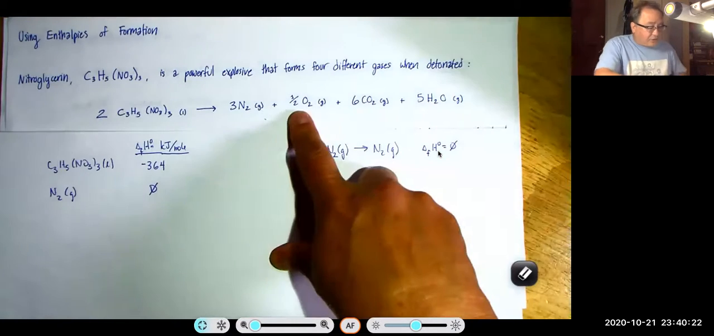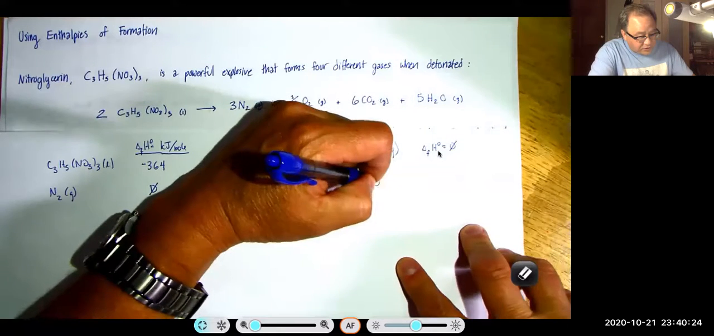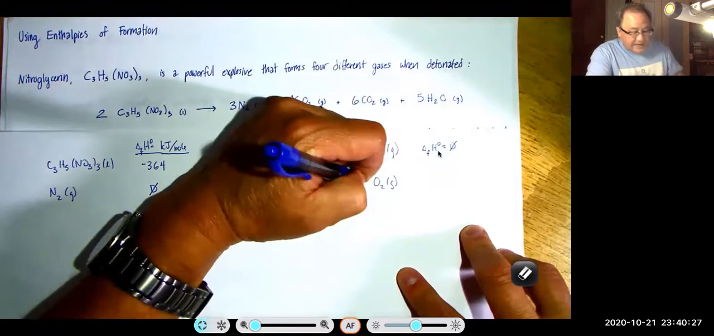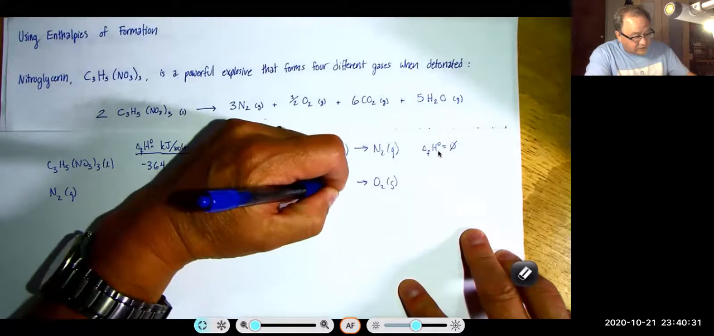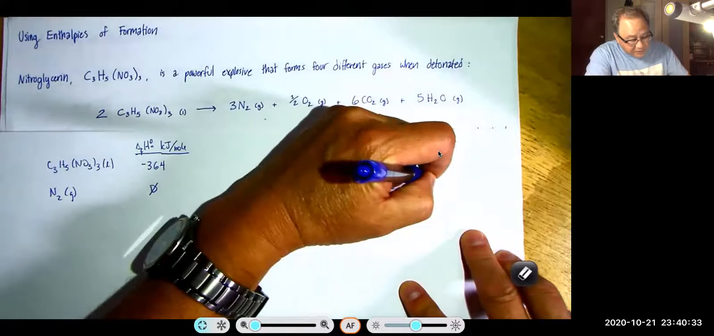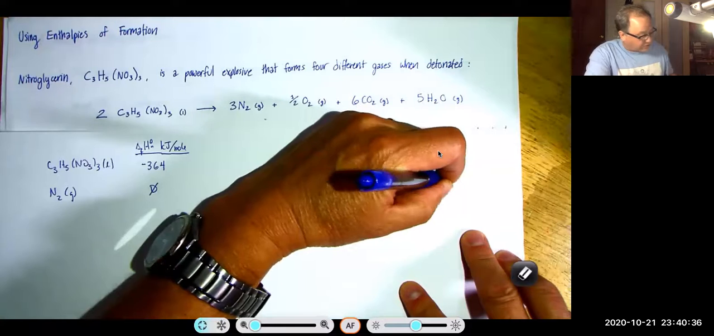Now next we have O2. So for O2, which is a gas, what is the enthalpy of formation reaction? Well, it's O2 gas. So what is the enthalpy of formation for this guy? It is also a 0.